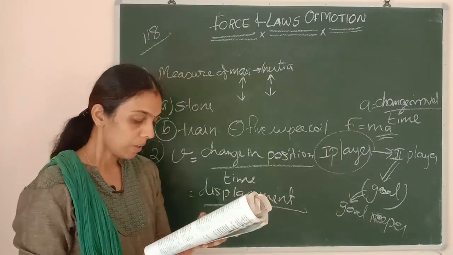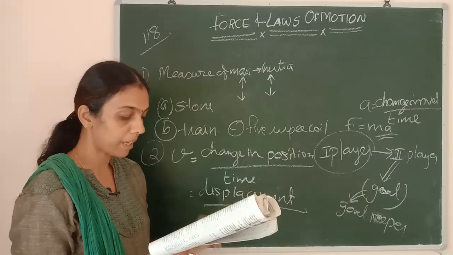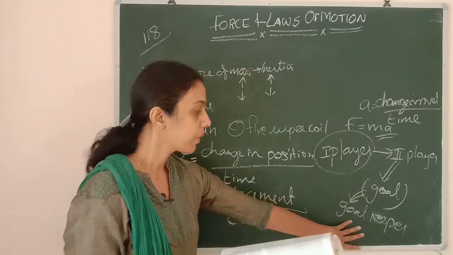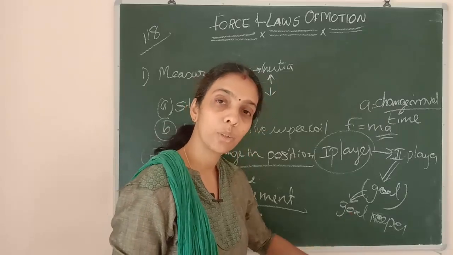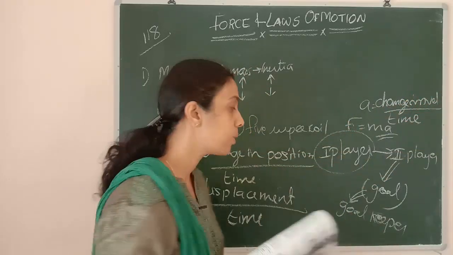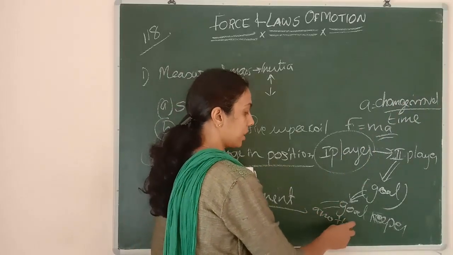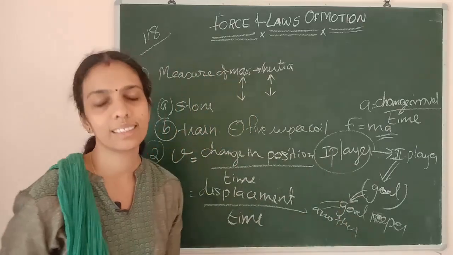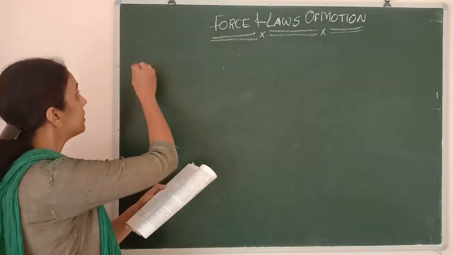Okay. So he kicks it towards a player of his own team. And then the goalkeeper, what is he doing? He is kicking the ball to his own team member, and there also to another player. In all these positions, velocity is changing. Okay, understood?